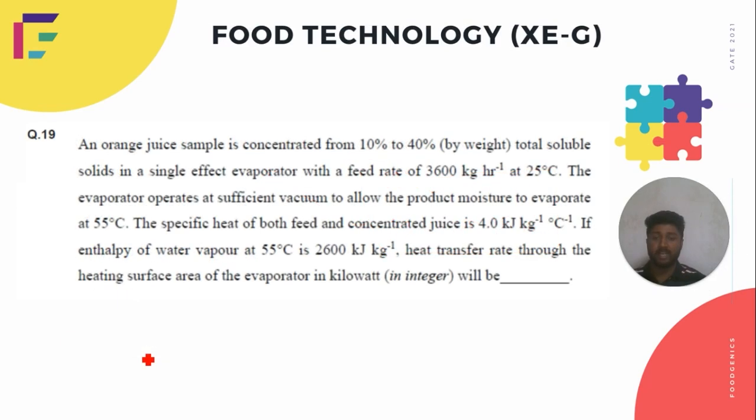So the next question is again a numerical type question. So what is given? Orange juice sample is concentrated from 10% to 40% by weight total soluble solids in a single effect evaporator. Okay, so let us draw the block diagram. So this is your feed. It is given that 10% TSS, and it is at 25 degrees Celsius. The feed is at 25 degree Celsius. Okay, and the feed rate of 3600 kg per hour.